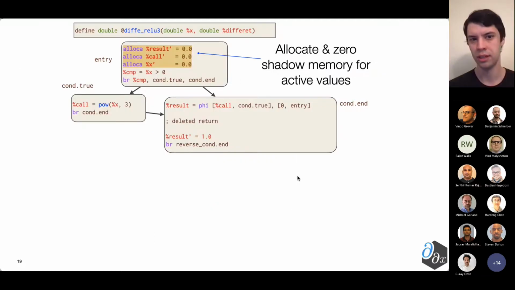Then for all of the values that we deduced were active, in other words, that are important for the computation of the derivative, we're going to go ahead and allocate and zero shadow memory for those active values. Now, what the shadow memory represents is just an equivalent memory location for which we're going to store the gradient of that value. The reason we start by zeroing it is because we increment them by the partial derivatives of any subsequent uses as we see them.